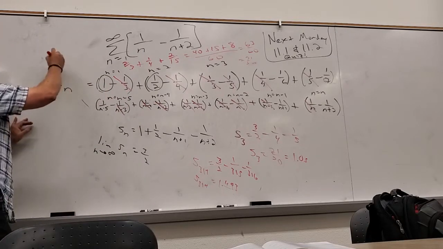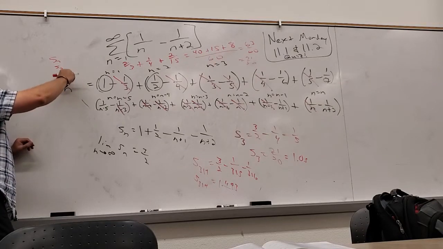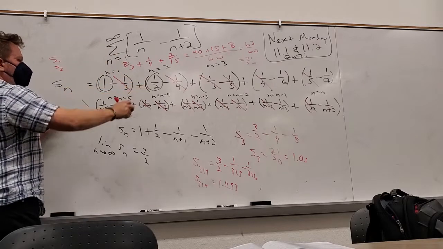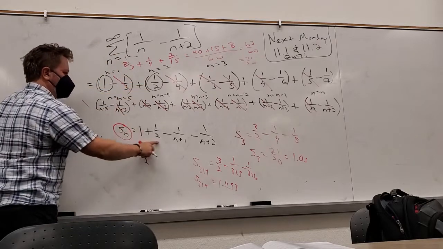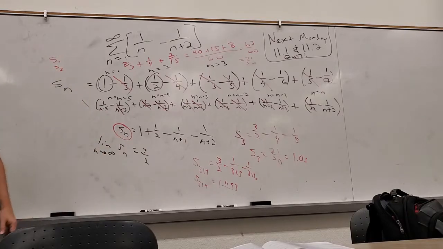So you can already see S314 is 1.493. This was 1.05, right? So I am getting closer and closer to 1.5, which we know is the answer. S sub 1, S sub 2, those are partial sums. How do I figure out the actual sum? One way to do it is to get an expression for Sn, and then let n go to infinity.